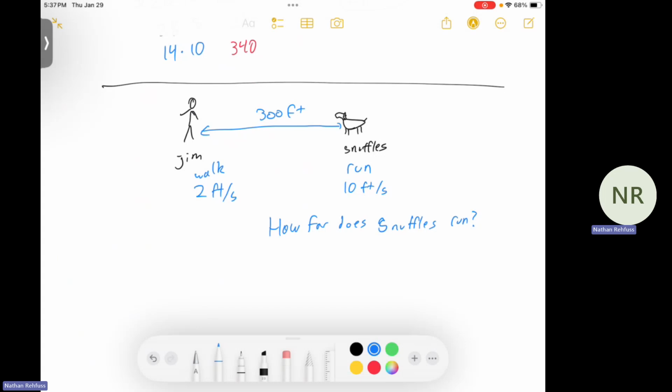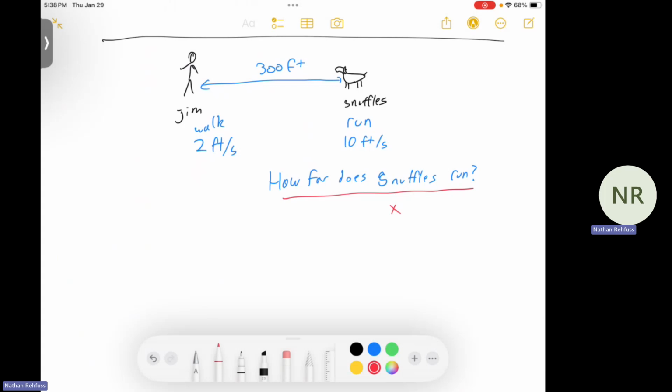Okay. We need to put variables to our unknown quantities. How far does Snuffles run? That's an unknown quantity for sure. Maybe you could call that x. Jim is going to be walking. Maybe we can write another variable for how far Jim walks. We could say Jim walks y feet. Snuffles runs x feet.